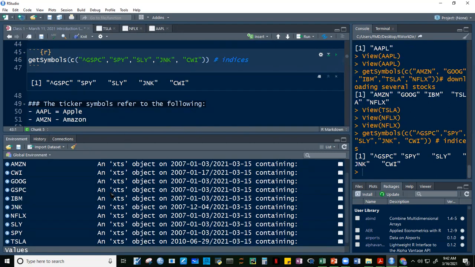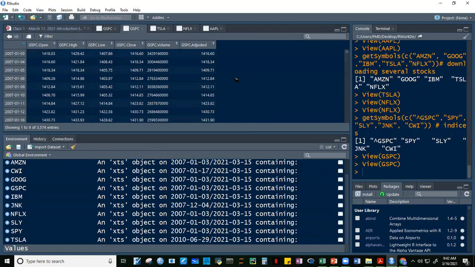So all of them began at January 3, no? Except for, hindi pala, itong si JNK, December 4, 2007. Okay. And the rest, si SLY, okay, January 3 then, 2007, etc. Okay, let's take a look at this. For example, si GSPC, si Standard and Poor's. Okay, so we also have the prices for Standard and Poor's.